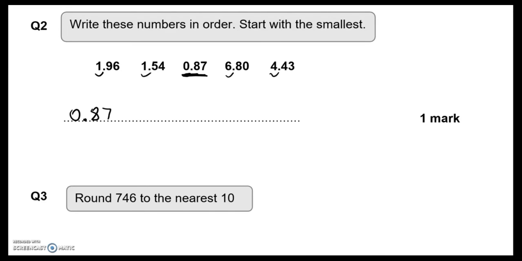Then the next digit, the next bigger digit is 1. So we've got 1.96 and 1.54. So 1.54 is smaller. Then we get 1.96. Then we get 4.43. And finally 6.80.